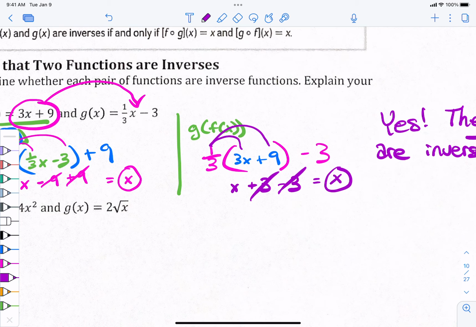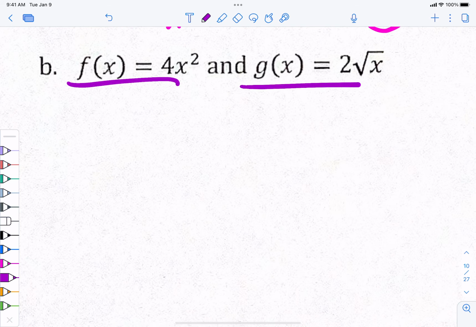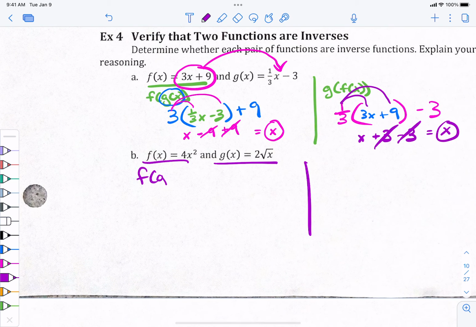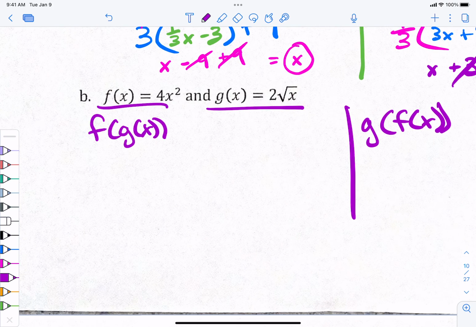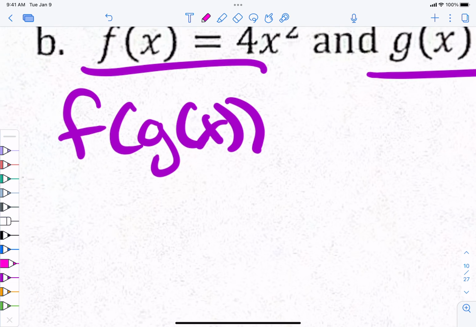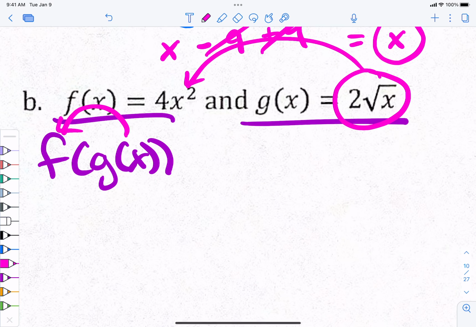Yeah? Okay, let's go down and check this one. So we're going to see if these two are inverses of each other. Here's f of x, here's g of x. Let's split it in half and let's do f composed of g of x, and let's do g composed of f of x. Okay, so we're going to stick one into the other. So which one goes in first? G is going into the f function. So what's that look like?